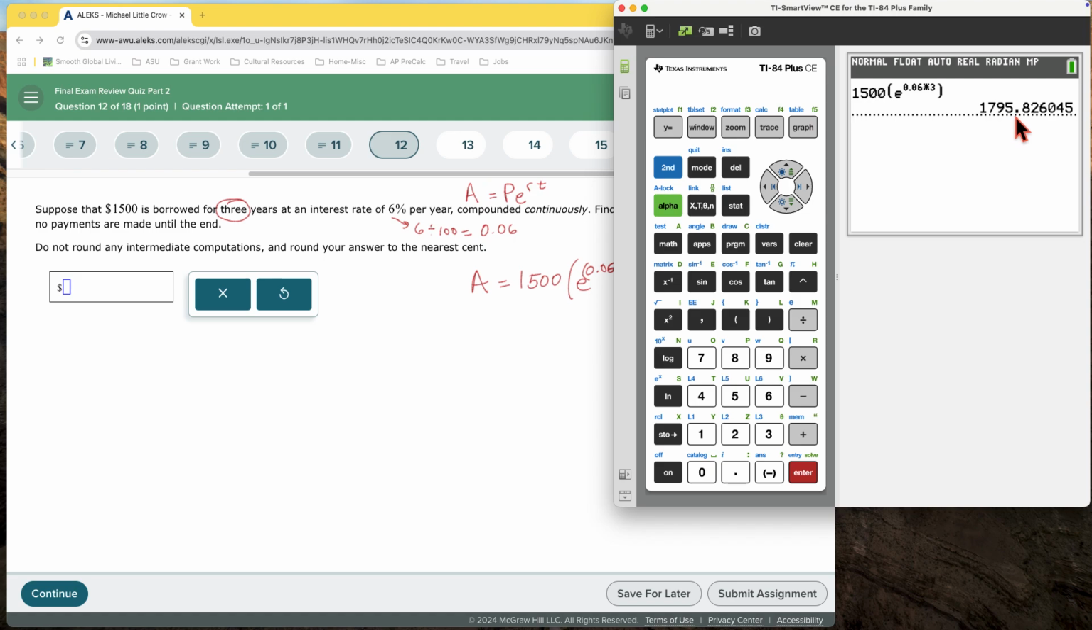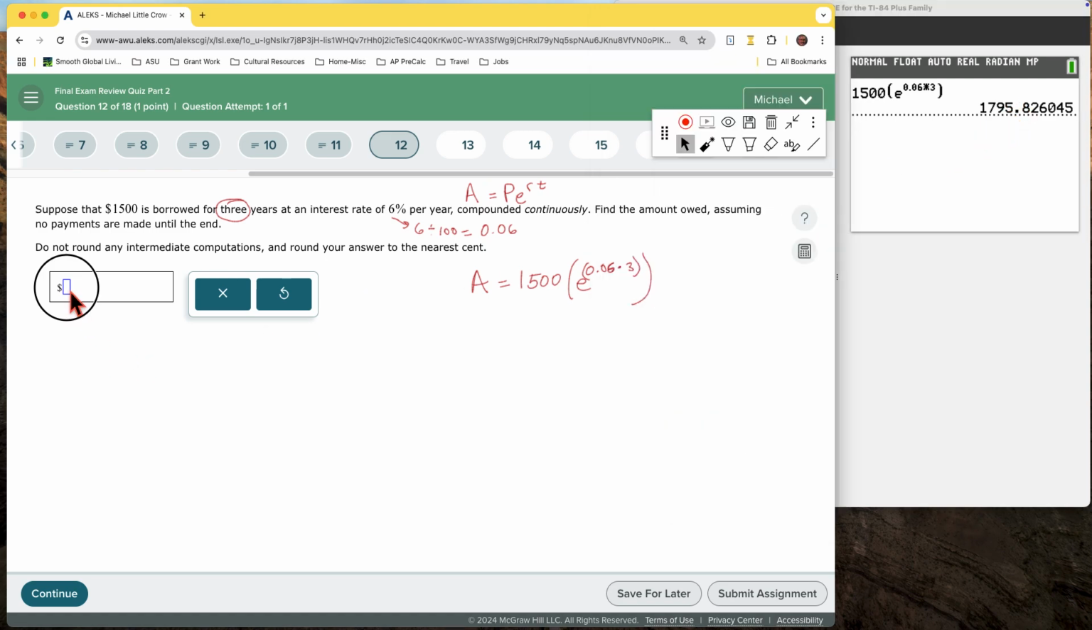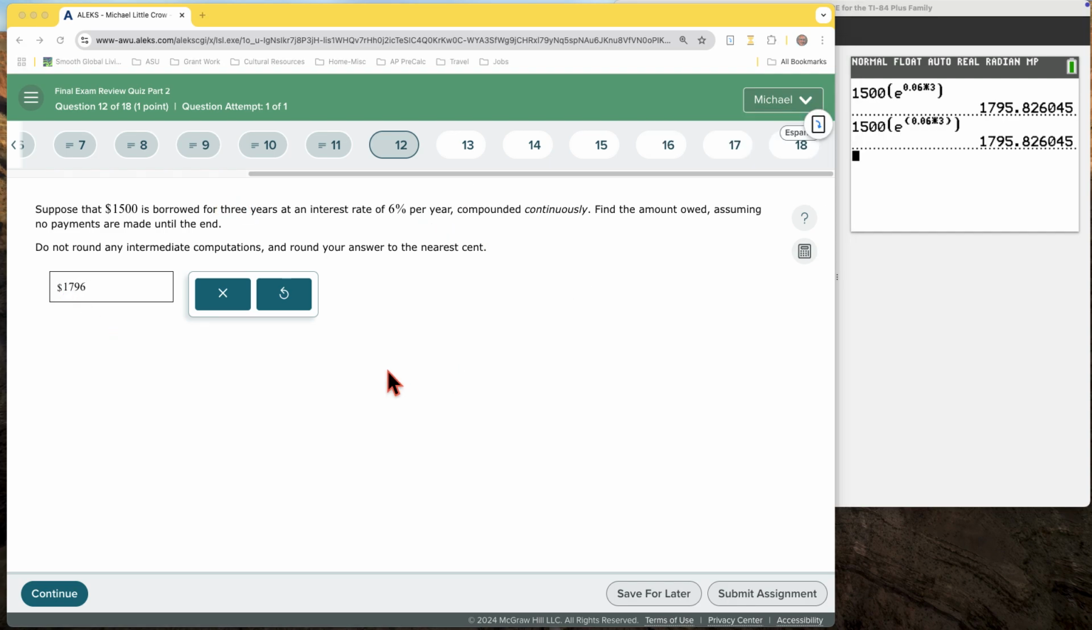$1,795. Rounding, so there's 82 cents, so the 8 will make the 5 into a 6. So 1796. On this one, an addendum to number 12, this is not the right answer. I rounded to the nearest dollar. Maybe many of you made this similar error. And I figured it out when I hit continue, and it told me, be careful, round.